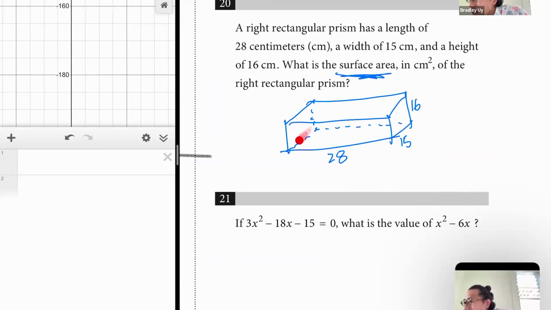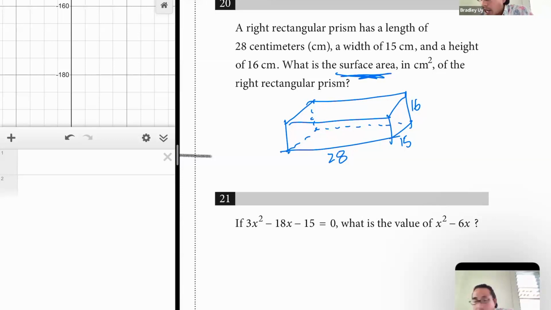Well, surface area just involves these. If you look at any one given face, it's a rectangle. Okay, so what we have are 1, 2 identical rectangles, 28 by 16. This front face is 28 by 16. The back face is 28 by 16. We have the left and right faces, which are 15 by 16 each. And we have the bottom and top, which is 28 by 15 each.